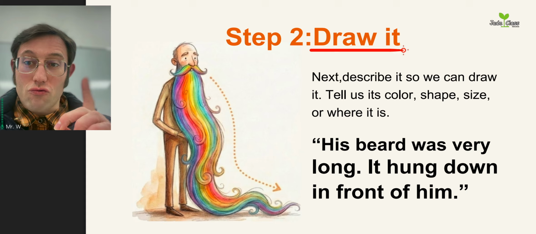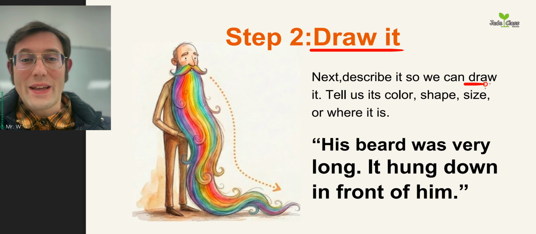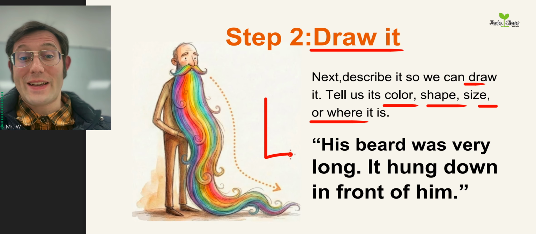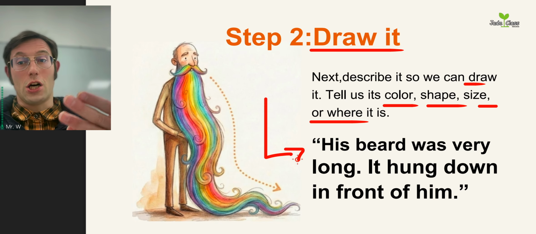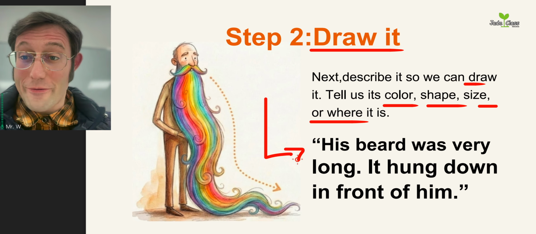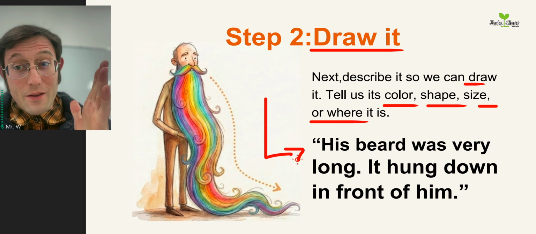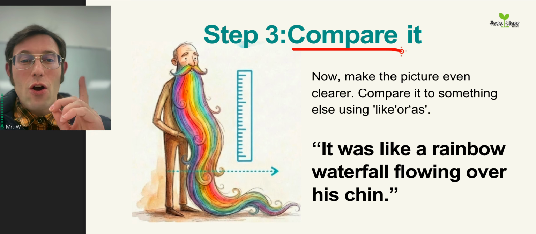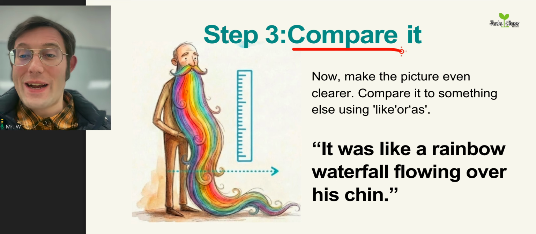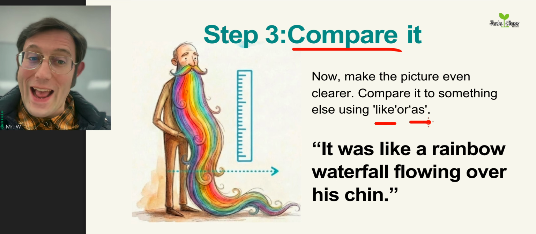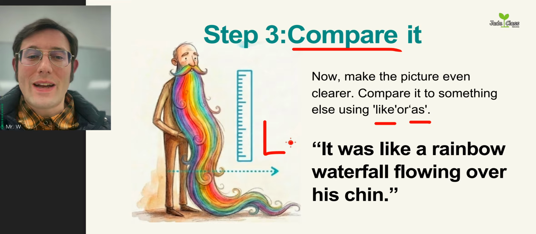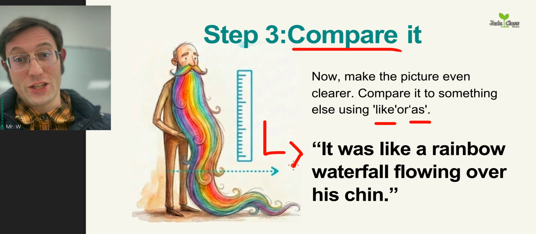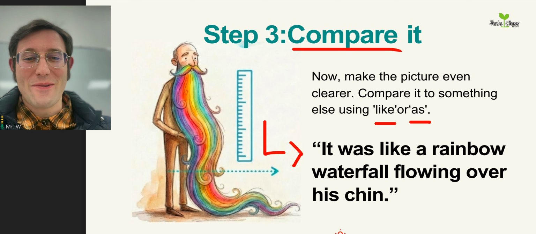Step 2, draw it. So now we need to describe it so we can have a color, shape, size, or where it is. For example, here we could say his beard was very long, that's the size, and it hung down in front of him. That's where it is. All right, don't need all of them, but at least a couple. Step 3, compare it. Now, make the picture even clearer. Compare it to something using like or as. So here our example, it was like a rainbow waterfall flowing over his chin. Now we're starting to see it.